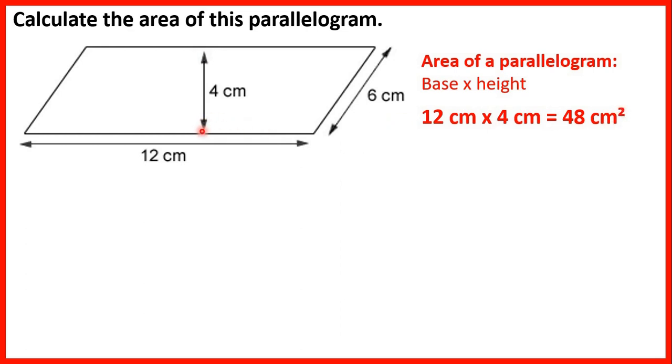And it's important that for the height, we use the distance from bottom to top. So we need to use 4 centimetres, not 6 centimetres. 6 centimetres is just the length of one of the sides, but that's not the same as the height. The length that's the height will be perpendicular, so crossing at right angles with the base.